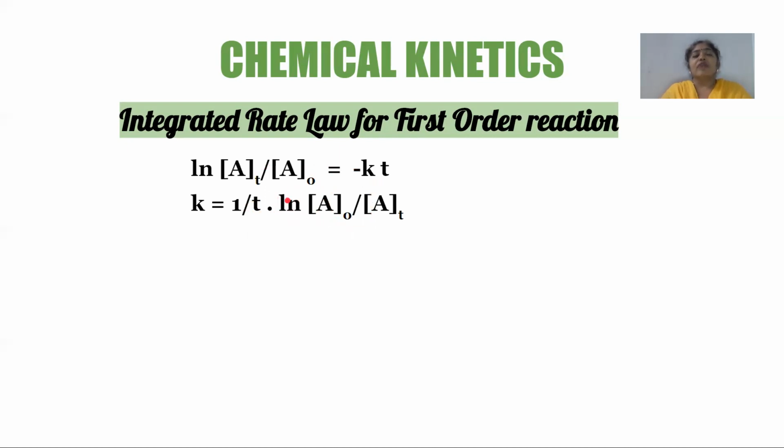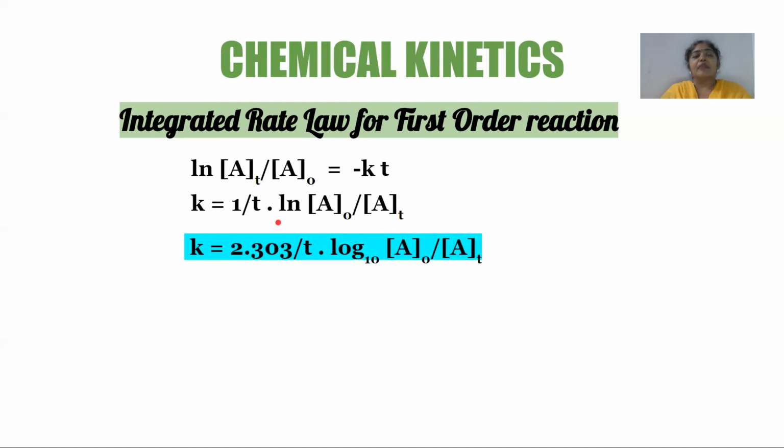Now this log is natural log. Integral 1 by x dx is log x, but that log is a natural log. Natural log means the base of this logarithm is e. So we need to convert this into log to the base 10, because for numerical purposes, we always consider the logarithmic values to the base 10. So in order to convert this to log to the base 10, I multiply it by a factor of 2.303. So now the expression becomes k is equal to 2.303 upon t into log to the base 10 A0 by AT.